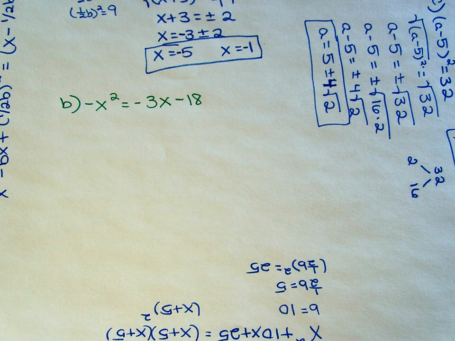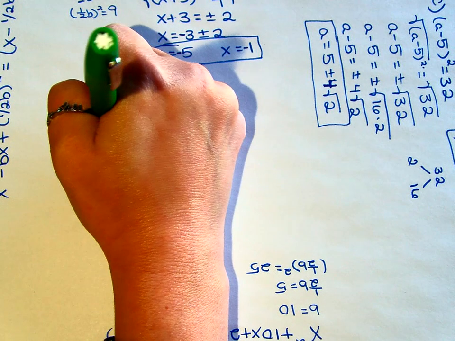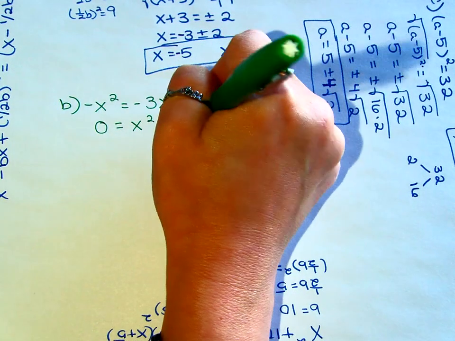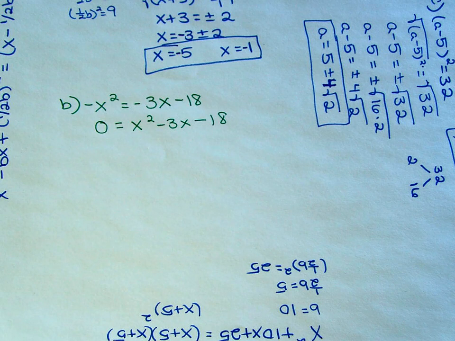So I'm going to choose to add the -x squared over to the right-hand side, because not only does that put everything together, but it also eliminates that negative in front of it. So that would leave me with nothing on the left-hand side, x squared minus 3x minus 18 on the right-hand side. And if you don't like that the 0 is on the left, honestly, you could write x squared minus 3x minus 18 equals 0. It doesn't change anything at all. So if you like having the equation on the left-hand side and your constant on the right, that's totally fine as well.